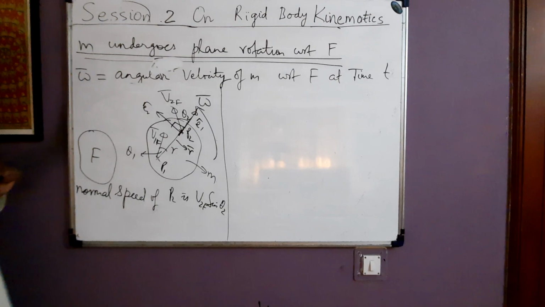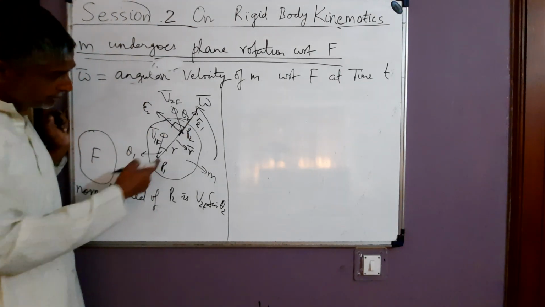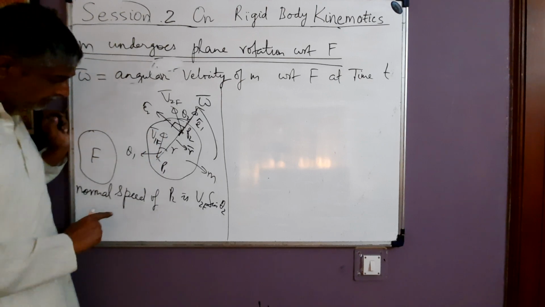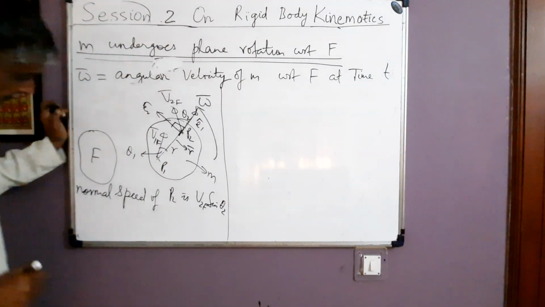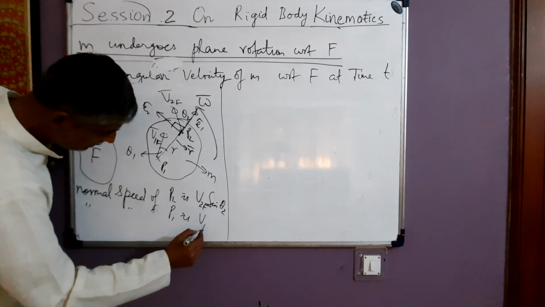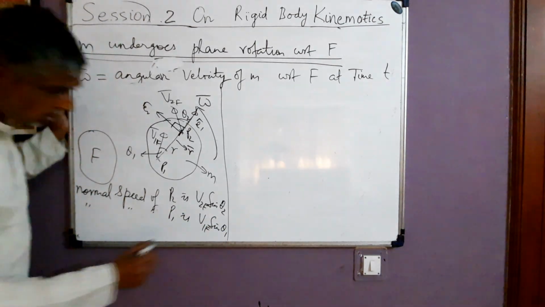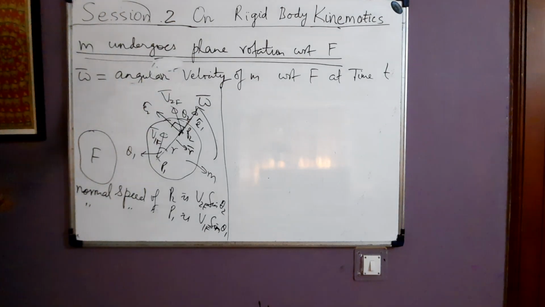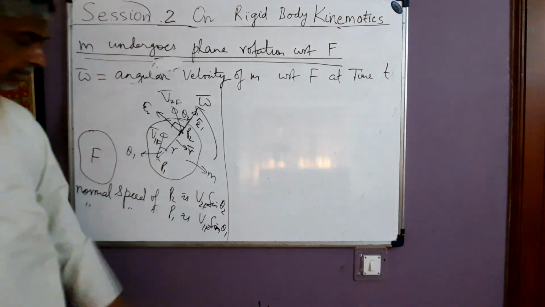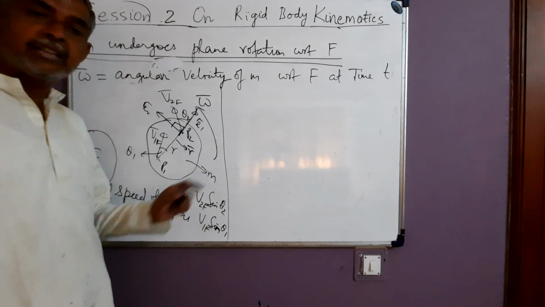sin theta 2. What is the normal speed of P1? Component of V1F normal to line P1 P2. That is V1F sin theta 1. That is the normal speed of P1. Normal speed of P1 is V1F sin theta 1. This is the normal speed of P1, V1F sin theta 1, and this is the normal speed of P2, V2F sin theta 2.